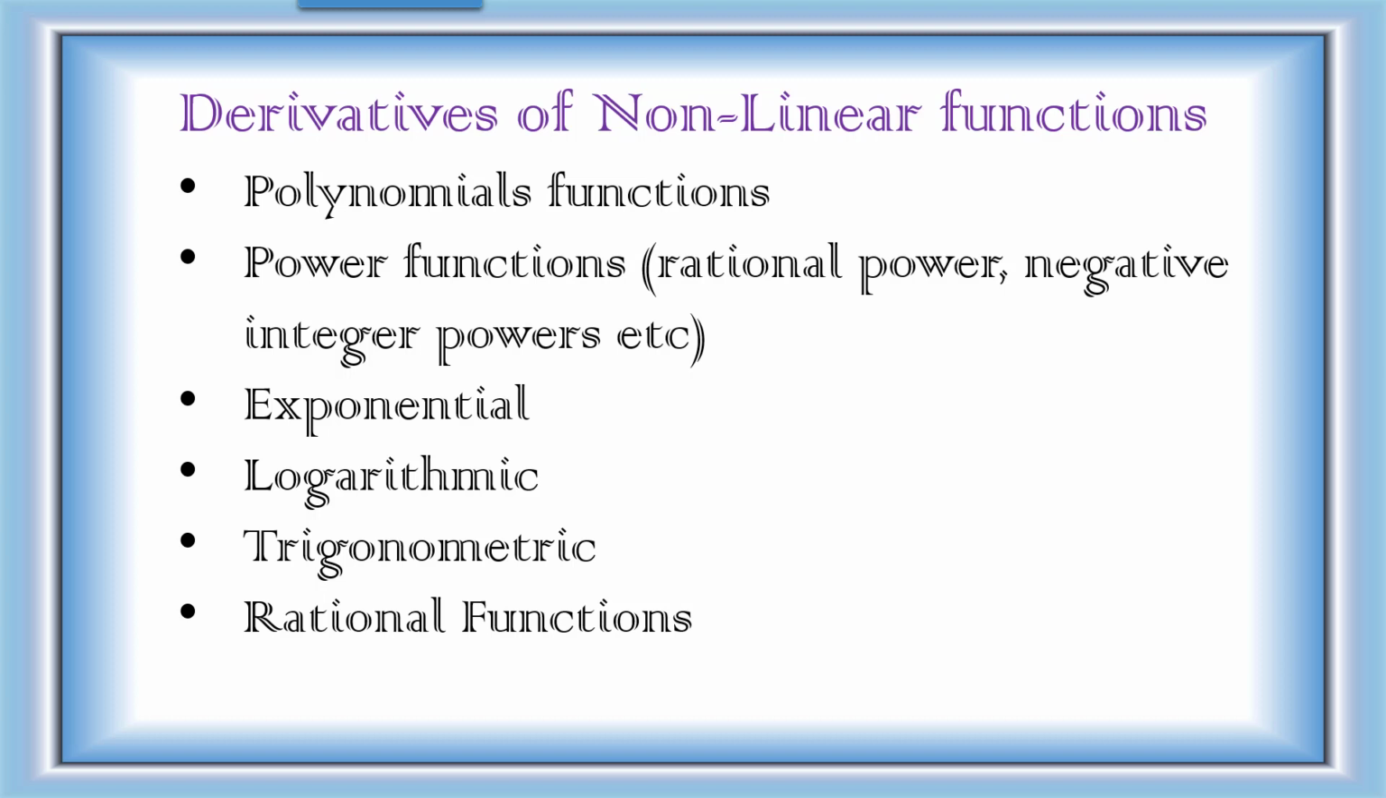Then power functions. A power function has a rational power. It could be x to the power of 3 over 2. So that's a rational power. Negative integers as a power, and I'm talking of a rectangular hyperbola in this case, or even a truncus function. So x to the power of -1 or x to the power of -2 would also be classified as power functions. Then we're going to look at exponential functions, logarithmic functions, trigonometric or circular functions, and then finally rational functions.